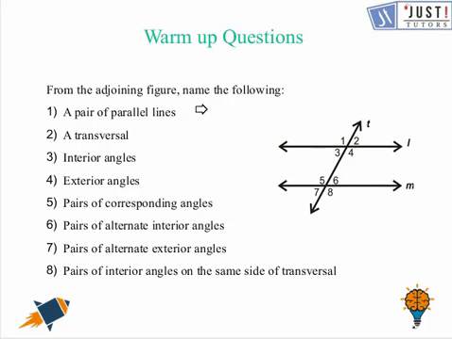So in this question, from this adjoining figure, we have to name the following. So first of all, it begins with pair of parallel lines. As we can see that this line and this line are the parallel lines, so we name it as L and M. T is our transversal line, so we can name it as T. Interior angles. So angle 3, 4, 5 and 6, these all are interior angles. They lie inside the parallel lines.